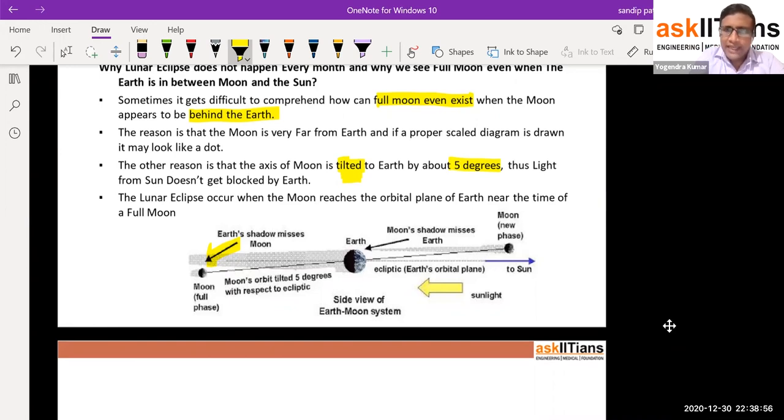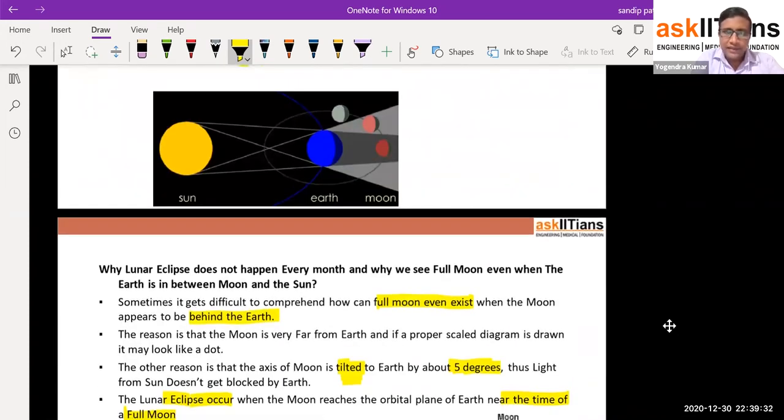If it was not the case, if the 5 degrees inclination was not there, then remember we would always have seen the lunar eclipse. We would always have seen the moon as the red color, right? But that is not happening because it is tilted. Okay. Then a lunar eclipse occurs when the moon reaches the orbital plane of earth near the time of full moon. So it should be full moon. There are two criteria, we can say. It should be full moon and the shadow of the earth should be exactly on the moon, right? So those are not, we can say, everyday events, right? So it should be full moon and they all should be in a straight line, and the shadow of the earth should be on the moon, then only we can find a lunar eclipse.